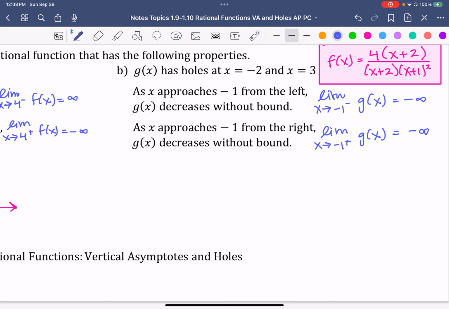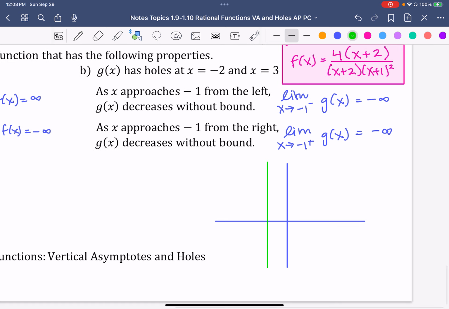For the holes, I don't have the y coordinate, so I can't be that specific with them, but let's draw the vertical asymptote, because I know that there has to be a vertical asymptote at x equals negative 1. Somewhere right here. And it said that on the left I'm going down, but it also said that on the right I'm going down. So on both sides of this vertical asymptote, I am going down.